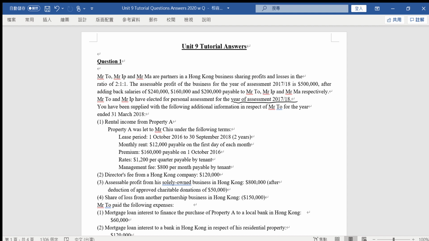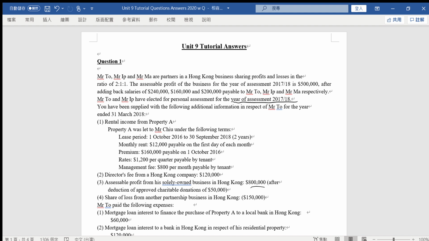Other than that, there will be the director's fee from a Hong Kong company. It's based on where the company is managed and controlled, and surely that should be in Hong Kong. That's why that is employment income. Director's fee should be taxable. And other than that, he is also running a sole-owned business in Hong Kong, and that will be 800,000, after deduction of the approved charitable donation of 50,000.